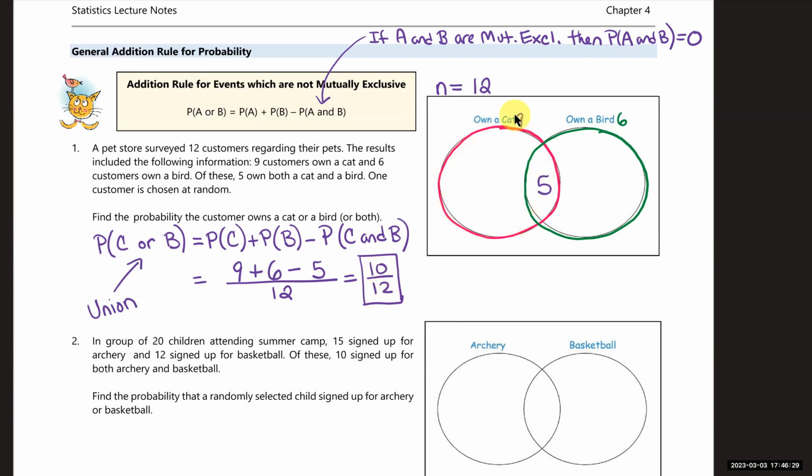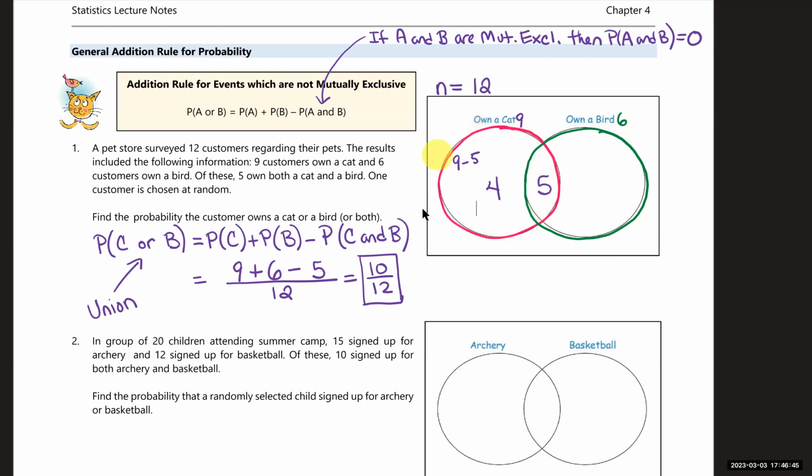So if 9 people own a cat, and I've already got 5 people in the circle, then to fill out the circle, I'll just do a little math here. There's 9 total. Subtract the 5 people we already have accounted for. So I need 4 more people.